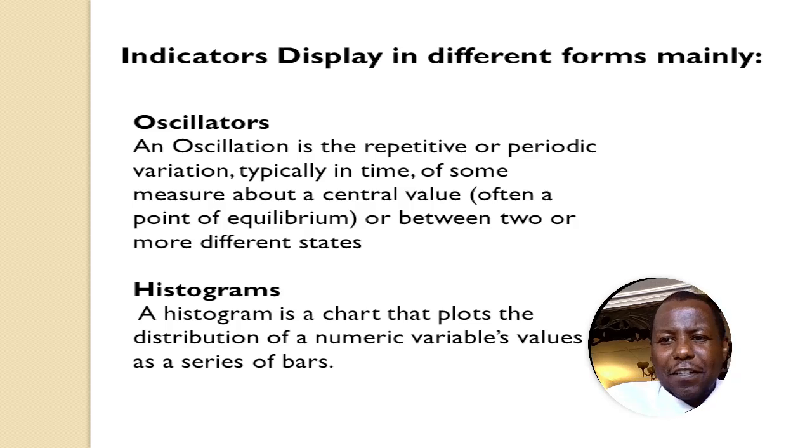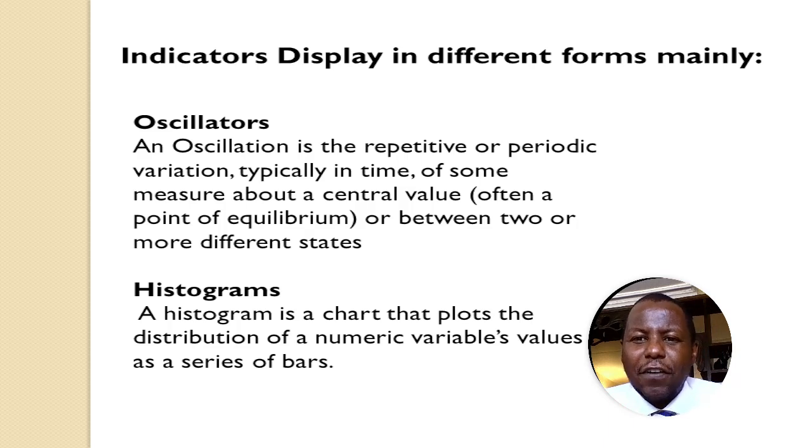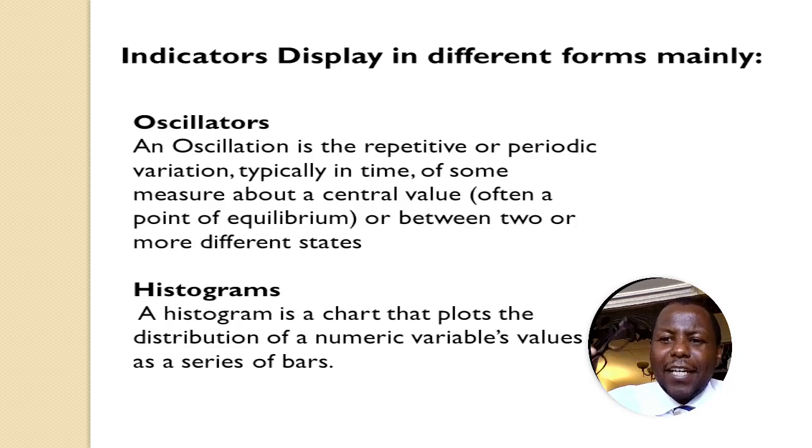Indicators display in different forms. Mainly, they are what we call oscillators. An oscillation is the repetitive or periodic variation, typically in time, of some measure about a central value, often a point of equilibrium, or between two or more different states. So that oscillation is like a curve going up and down. That particular movement is what we're talking about as an oscillation. So indicators can display on your screen as an oscillation.